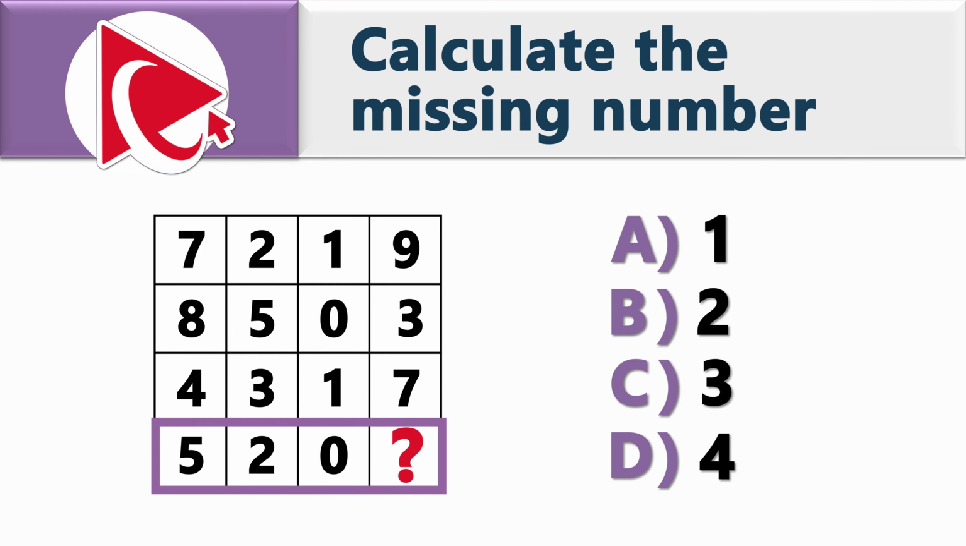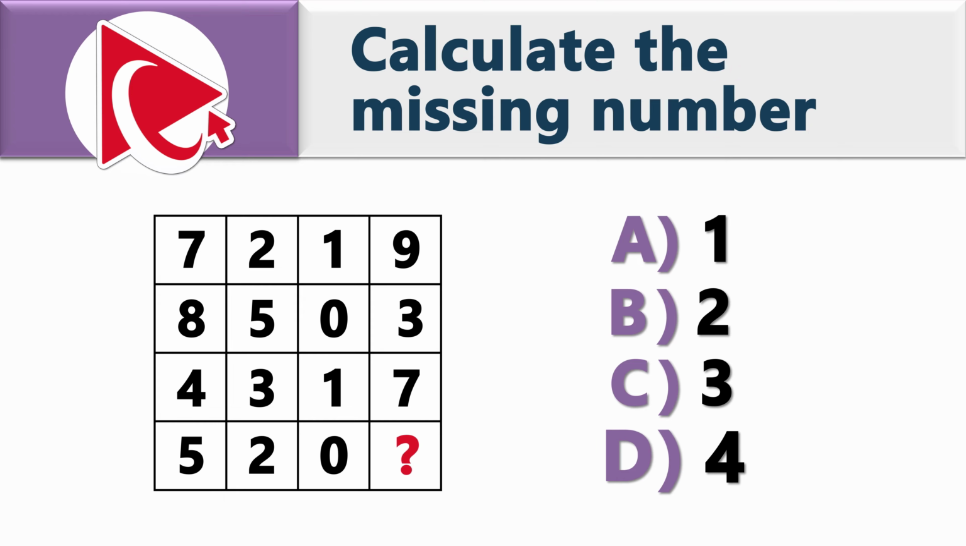And row 4 has numbers 5, 2, 0, and then comes the missing number, which you need to calculate and select out of 4 possible choices. Choice A, 1, choice B, 2, choice C, 3, and choice D, 4. Examine this problem closely to see if you can get to the correct solution.